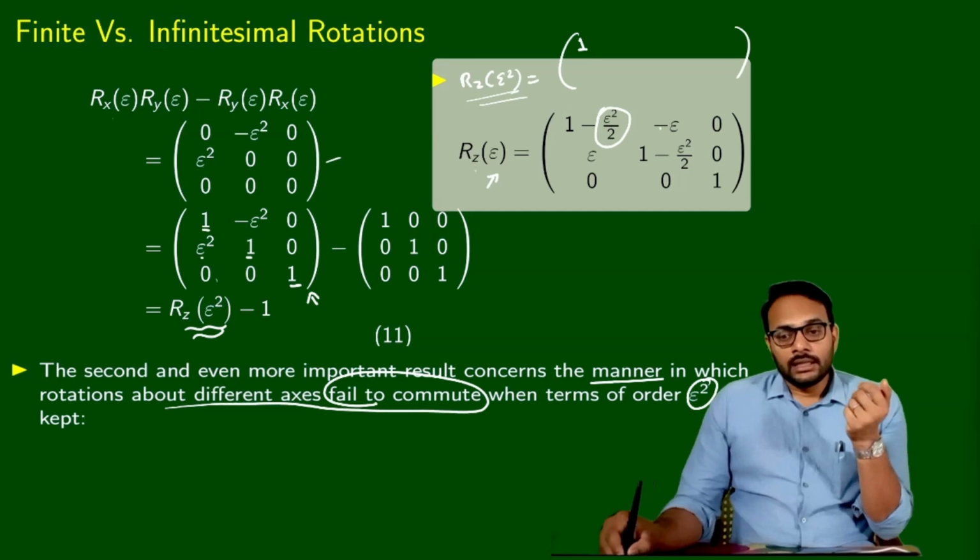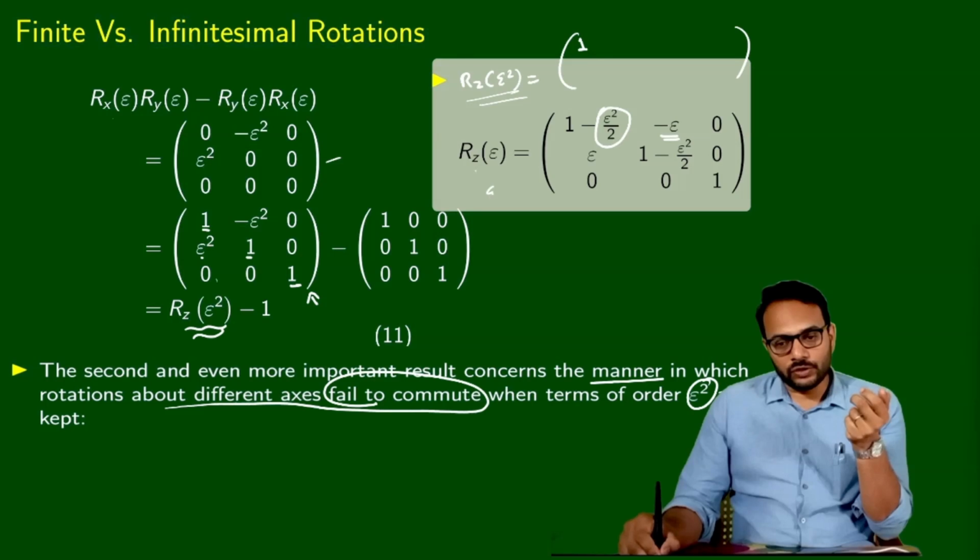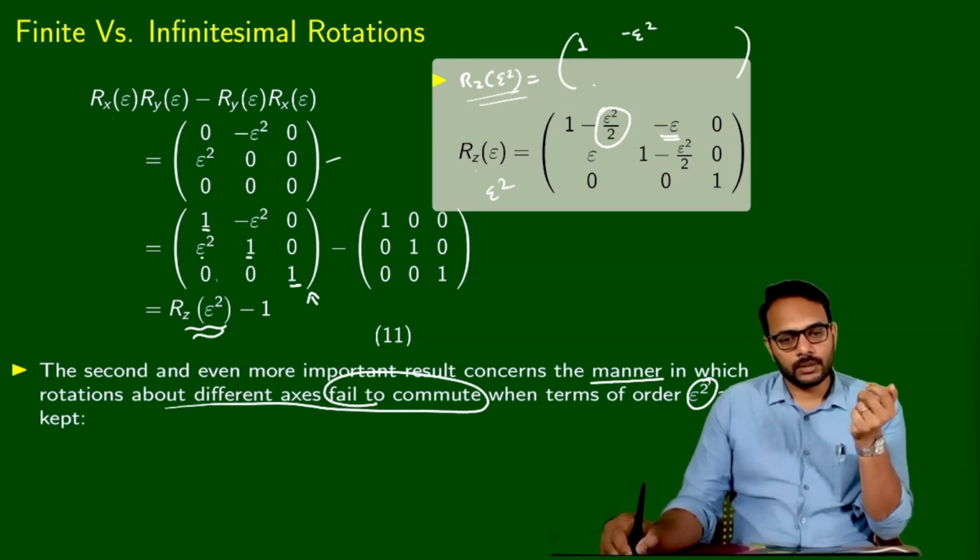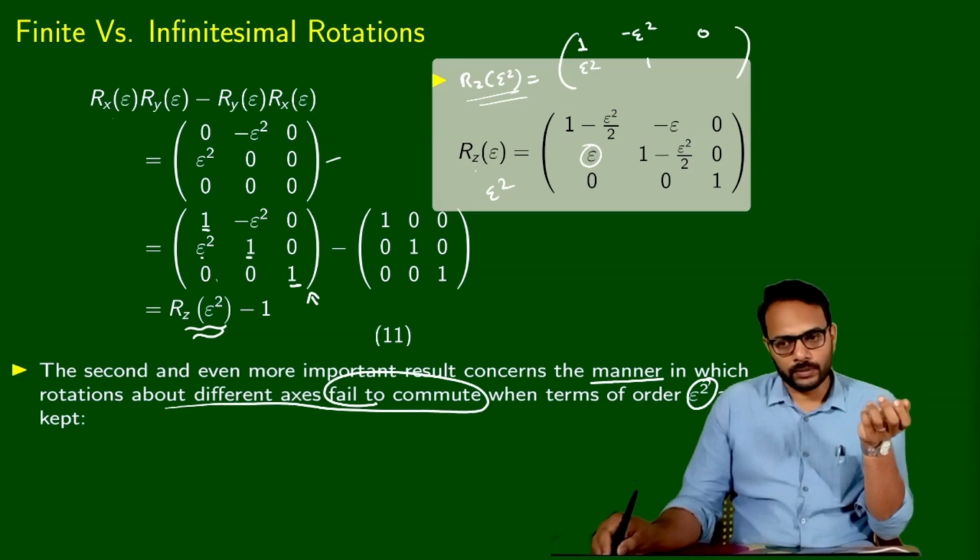Okay. The second term is minus epsilon here. Instead of epsilon, if you substitute epsilon square, this becomes minus epsilon square. And here the term is 0 again. This term, if you put epsilon square instead of epsilon, becomes epsilon square. This is again 1, because if you substitute epsilon square instead of epsilon here, this would become epsilon raised to 4. So this is epsilon square, 1, 0, 0, 0, 1.